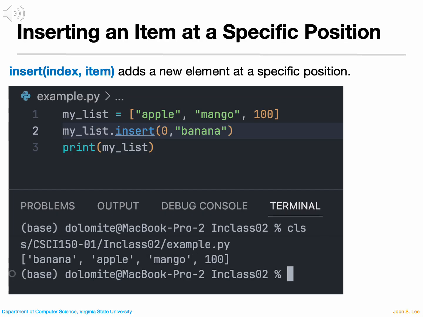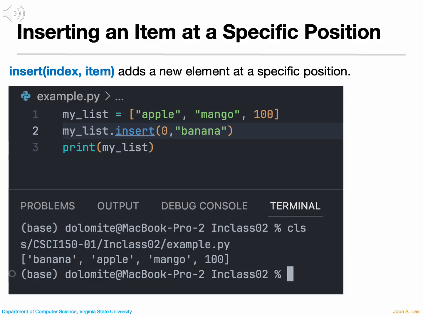All right, so we saw how to add an item to the end of a list using append. But what if you don't want it at the end? What if you want to put something right in the middle, or even at the beginning? That's where the function insert comes in. Insert lets you choose exactly where to add something inside your list. Take a look at this code.